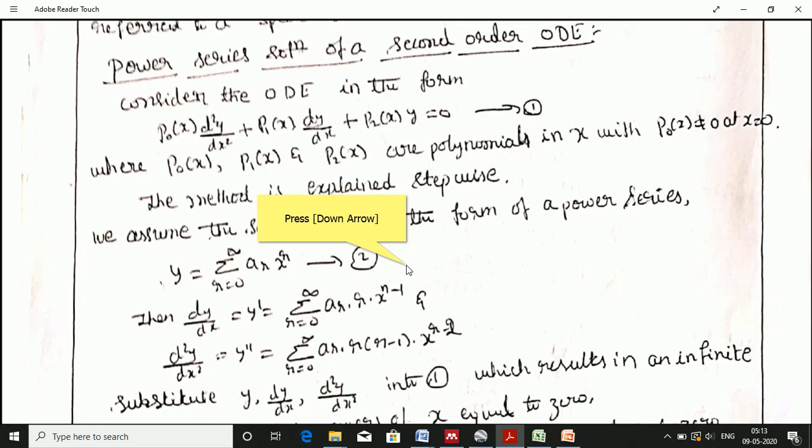P0(x), P1(x) and P2(x) are polynomials in x, with P0(x) not equal to 0 at x = 0. That condition will be there.